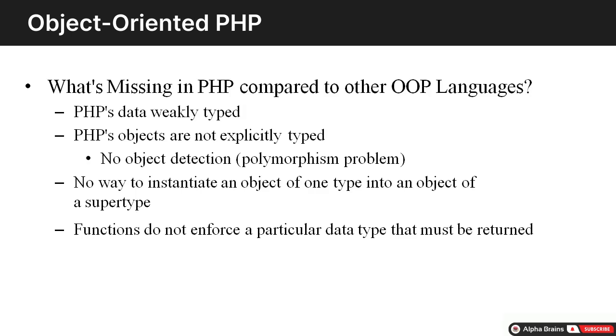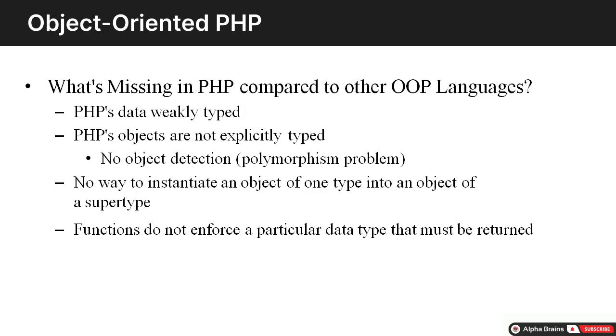That can be very useful to have with polymorphism. It causes a polymorphism problem, if you will. There is no way to instantiate an object of one type into an object of a supertype. A supertype is a class that we inherit from. In Java and these sorts of object-oriented languages, we can stuff a lower-end object, lower on the inheritance chain, into something that's higher on the inheritance chain, and then deal with it through object detection. You can't do that in object-oriented PHP.